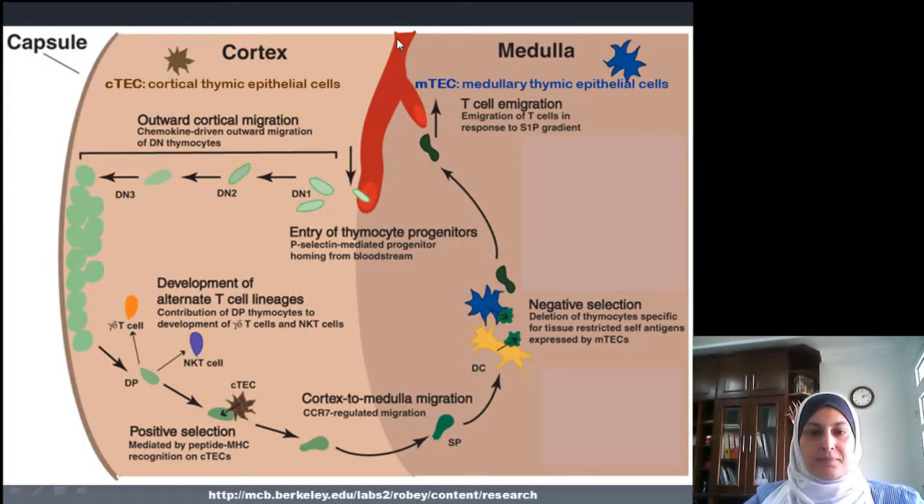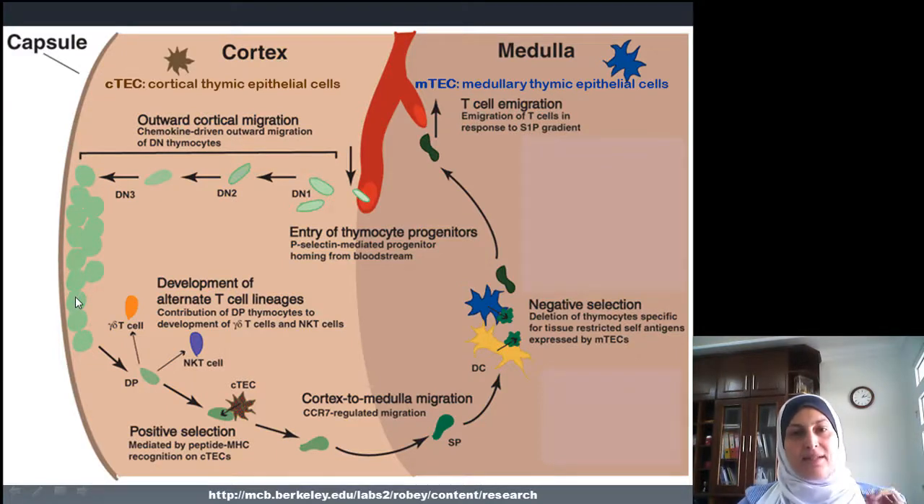Here is the entry of the thymocytes coming from the bone marrow, and as they get here, they reach the thymus. This is the cortex, this is the capsule, this is the medulla. The first step of life starts in the cortex, and as I stated, it starts as a double negative. Even the double negative stage has different steps, like double negative 1, 2, 3, and it goes all the way, attracted by certain cytokines and chemoattractants to go through this path.